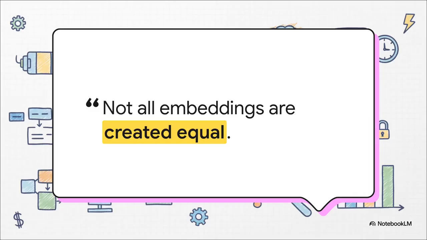This isn't just some catchy phrase, it is the absolute truth. The model you pick to turn your text into numbers is going to have a massive impact on your app's performance, how much it costs to run, and how fast it feels. You get it right, and it feels like magic. But if you get it wrong, well, you're in for a world of frustration.